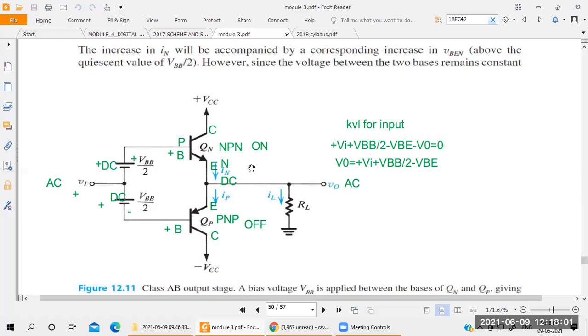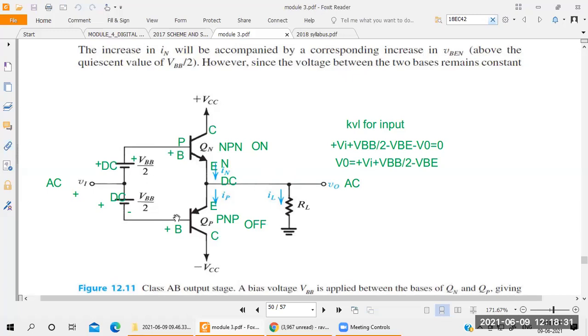Understood? So here they have taken emitter and emitter shorted together. Then they have taken the output from there, that is the AC output voltage. On the output side, they have connected the load resistance. So here they have taken plus VCC and minus VCC on the collector side.